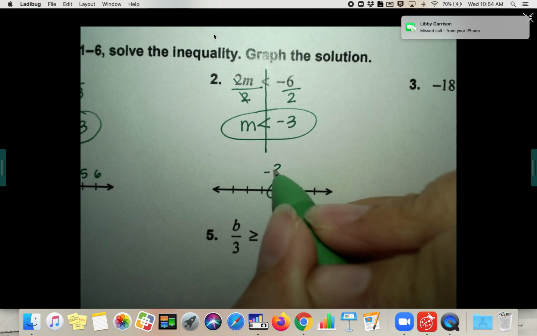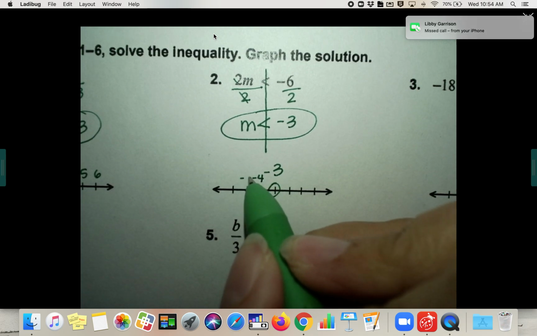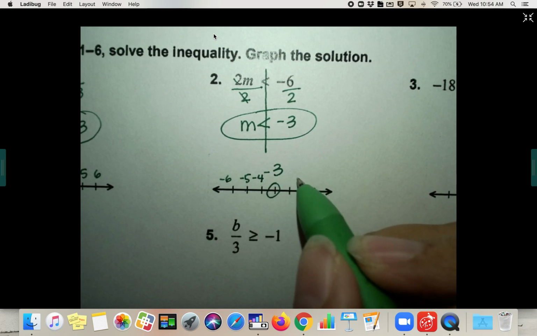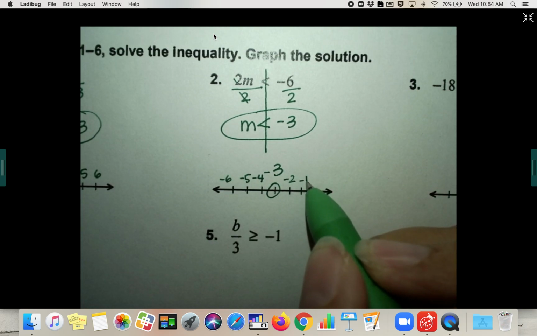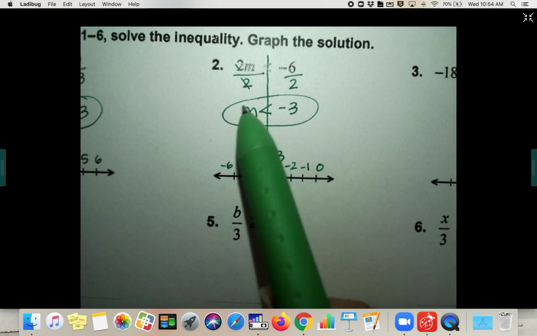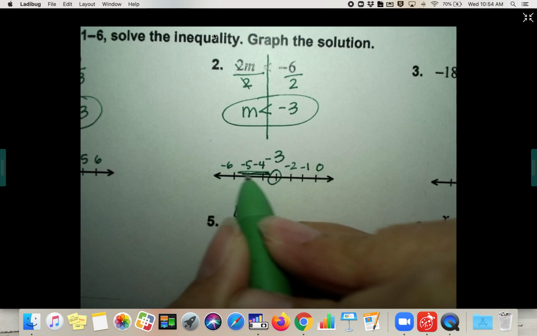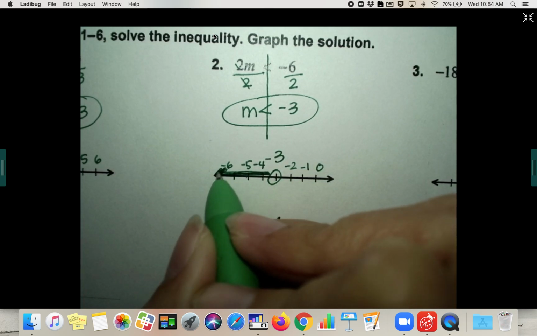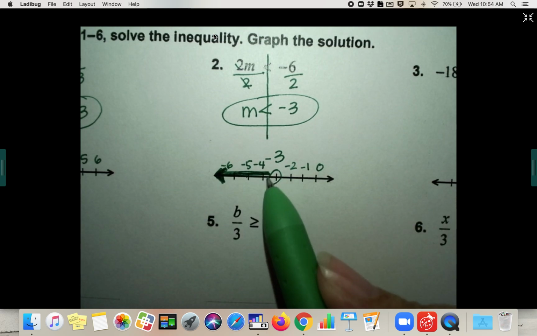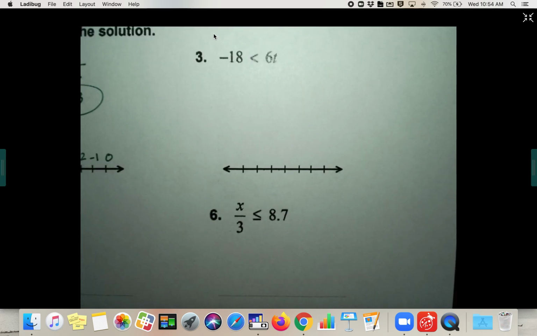Plot your -3. Numbers to the left get smaller. Numbers to the right get bigger. And then if m is representing numbers that are less than -3, we want to go to the left again. This time it is not or equal to, so we're not going to fill in the bubble. We're just going to leave the bubble open. Number 3.